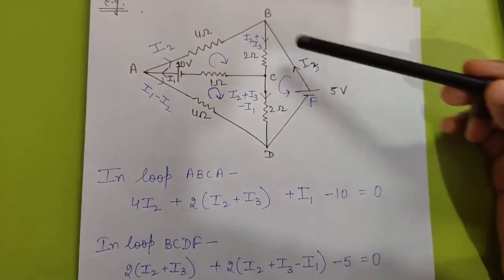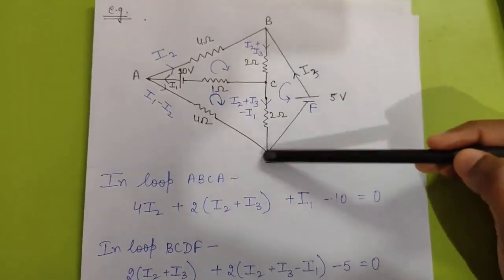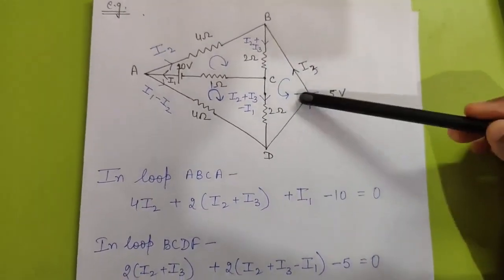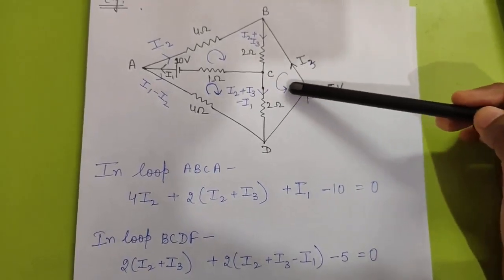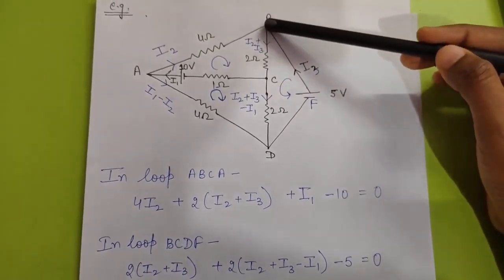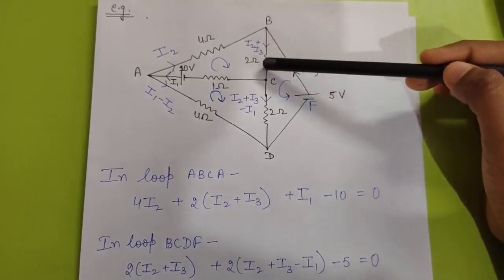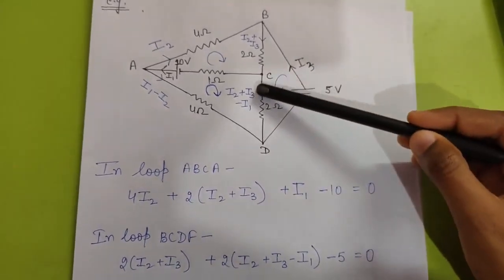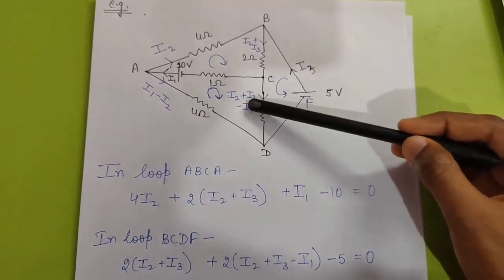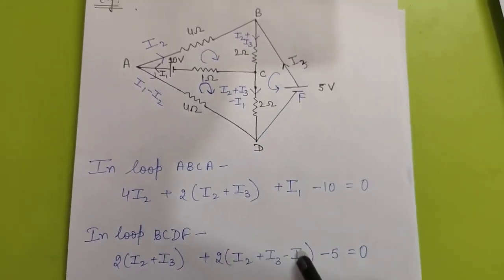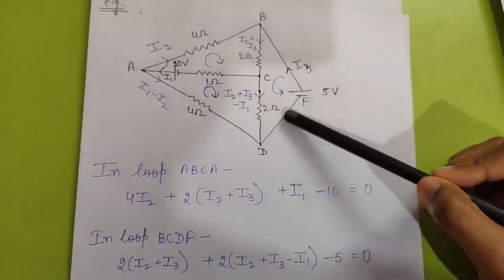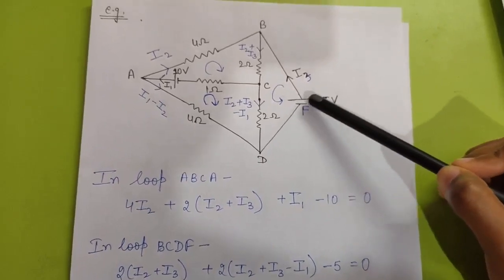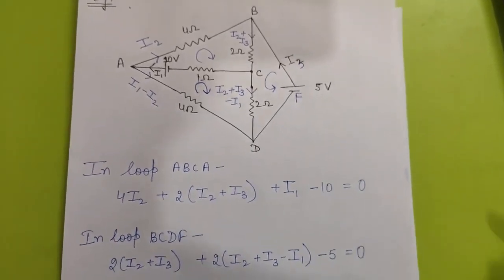This loop BCDF, this loop. Okay, so again in this I am going in anti-clockwise direction. Now start from B, you are coming in same direction of current, that means 2 into I2 plus I3. Here again same direction of current, plus 2 into I2 plus I3 minus I1, and then negative terminal is coming first, so minus 5 is equals to 0.